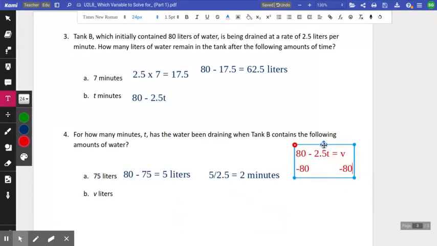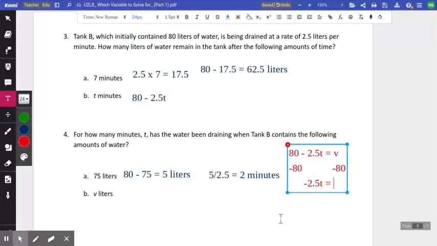Now, when I do that, what does that leave us? Well, 80 minus 80 is 0. It cancels out. That was the whole point of this, right? We wanted that to cancel out. So all that's left on that left side is the negative 2.5t. On my other side, I've got V minus 80. I can't actually subtract that. We don't know what V is, so all I can do is just write V minus 80.